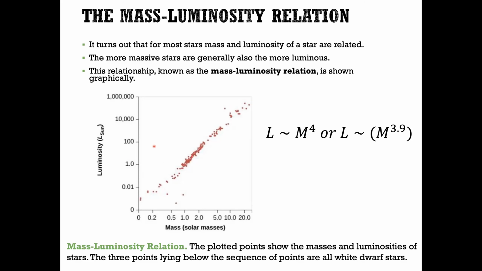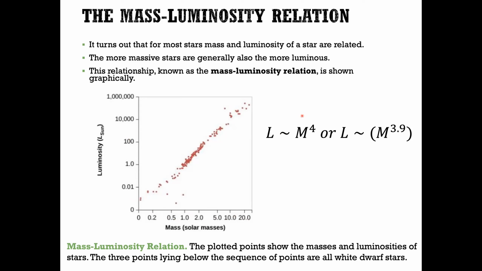So this graph basically shows that particular relationship. On the x-axis, you have the different masses, 0.2, 0.1, 1, 2, 5, 10, 20, like that, in solar masses. And you can see that this is not a linear scale, right? Then you have the luminosity on the y-axis. And you can see that in general, when mass is increased, the luminosity increases, right? So that is the relation.